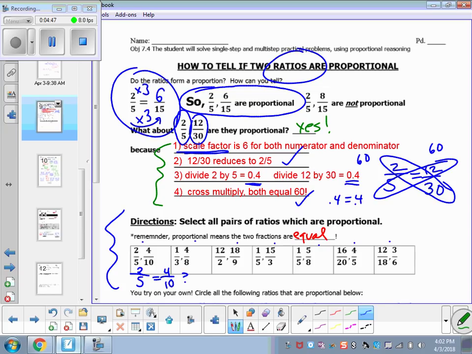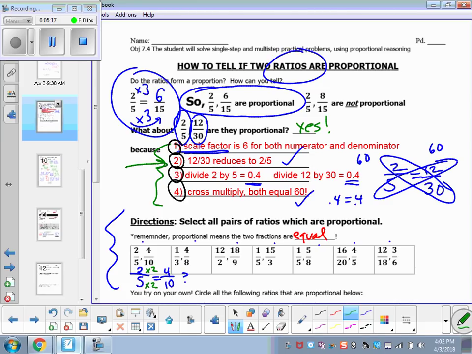Is that true? So you could use this first thing, this second thing, this third method, or this fourth method. Totally up to you which you want to get good at for proving whether or not it's a proportion. So if I do the first thing, I can check for the scale factor. The scale factor for the denominator is 2, and it is the same scale factor for the numerator. So according to the first check step, yep, we do have a proportion.